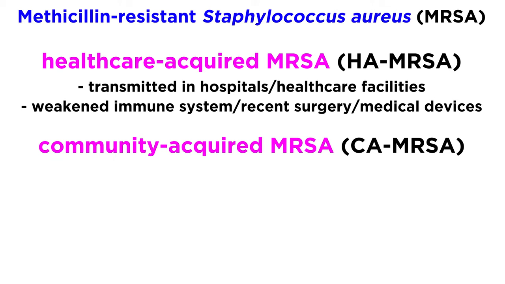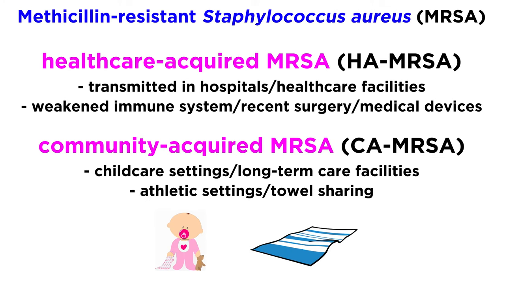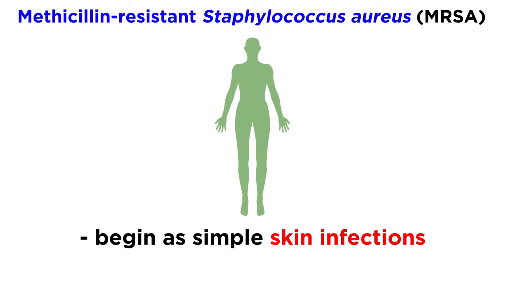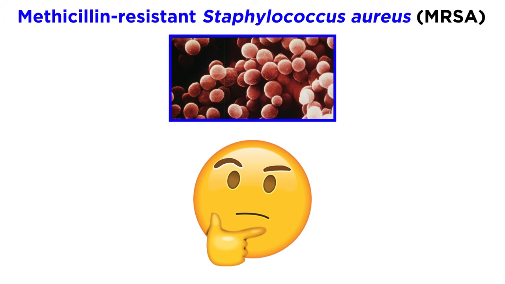A second and more alarming type of MRSA infection emerged in the 1990s, called community-acquired MRSA, or CAMRSA. The points of origin for these infections can be more difficult to identify, but are thought to be common in childcare settings, long-term care facilities, athletic settings, or in individuals sharing towels or other objects. These infections often first appear as simple skin infections, but can progress into life-threatening illness. So how do these strains develop, and why do they develop?